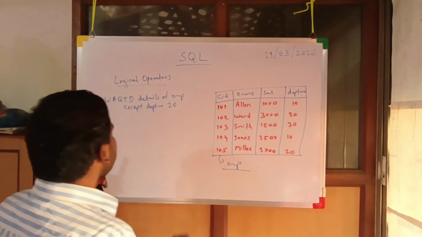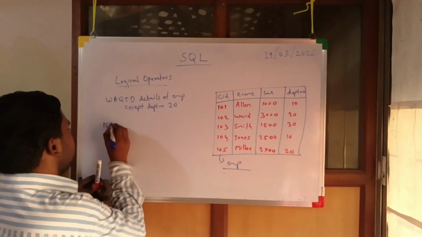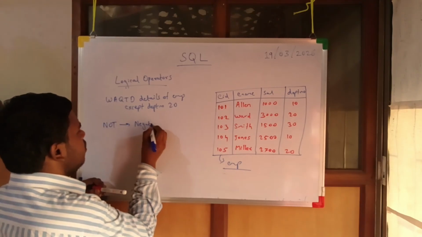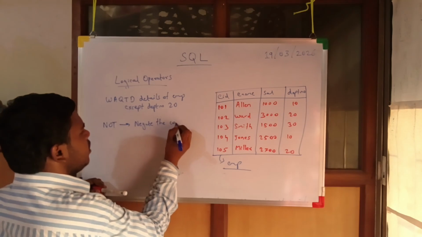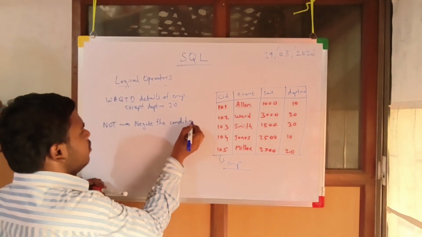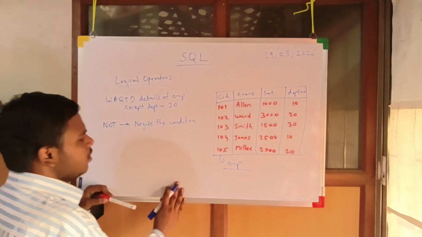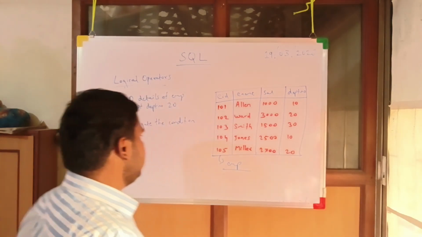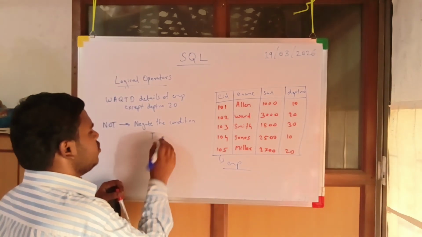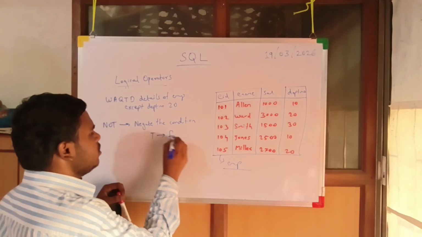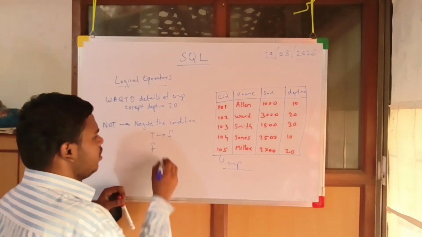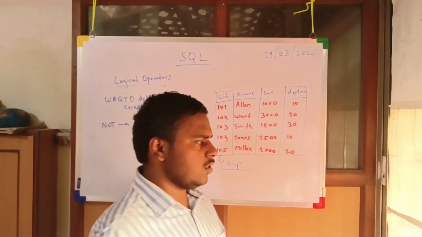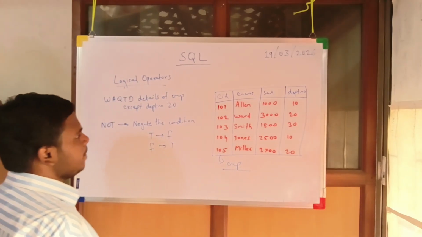So now what is the role of the not operator? First of all, the not operator is used to negate the condition, to reverse the condition, or to change the output. It means if the condition is true, it will turn into false. If the condition output is false, it will make the condition true. It's a unary operator: only one input, one output.